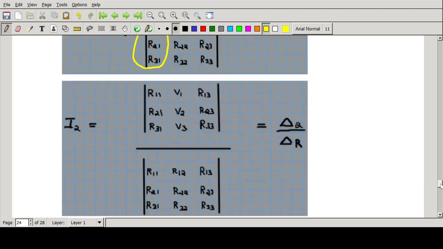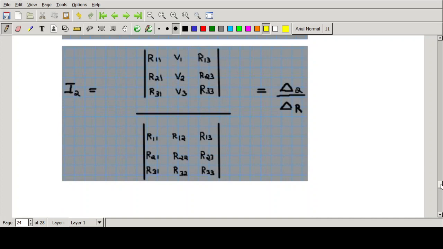Now let's see how you find the current I2. In order to find the value of current I2, the equation is delta 2 by delta R. Delta R you know, that is the determinant of R, and you have to find it only one time. Then how will you find the determinant of mesh 2, or delta 2? You replace the second column of the resistance matrix with the voltage terms. You find this determinant, divide it, and you will get the value of current I2.